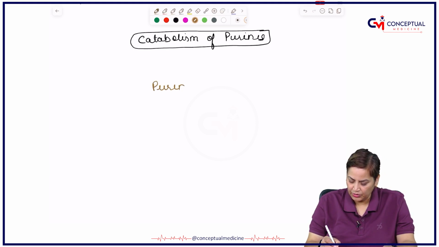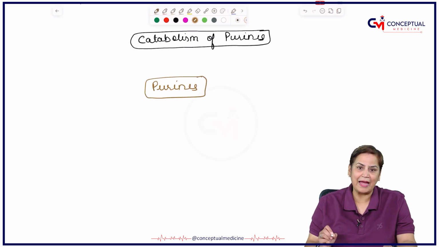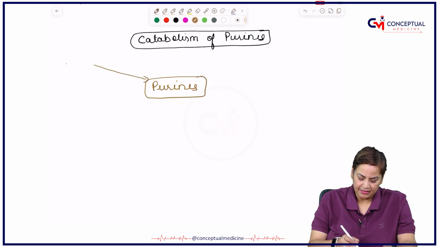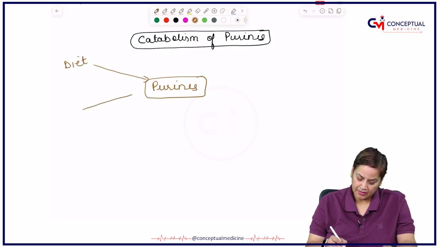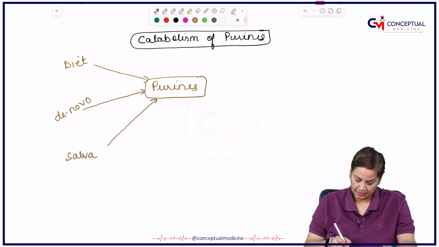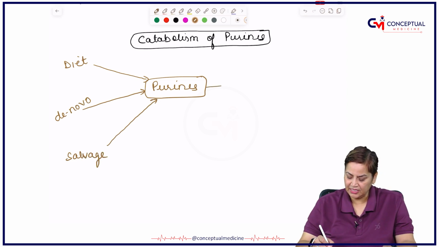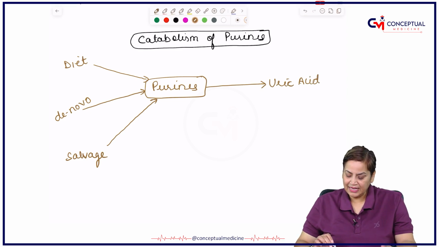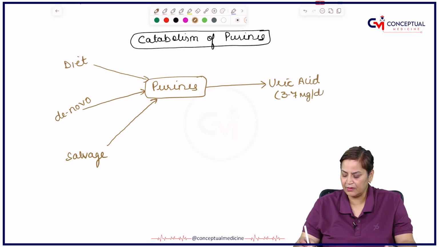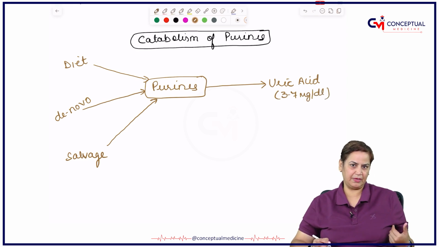So if we talk about purines, what are the factors which are leading to purines? The diet, de novo and salvage. And purines are degraded to form uric acid. So we can say the catabolism of purines gives uric acid. The concentration is 3 to 7 milligram per dl, which is different in males and different in females.